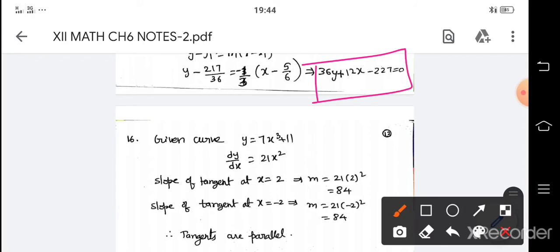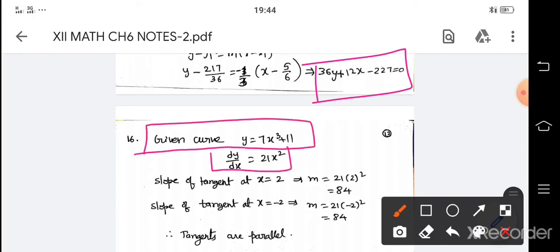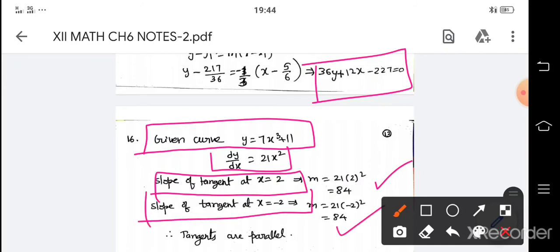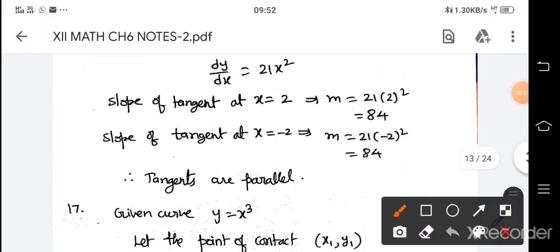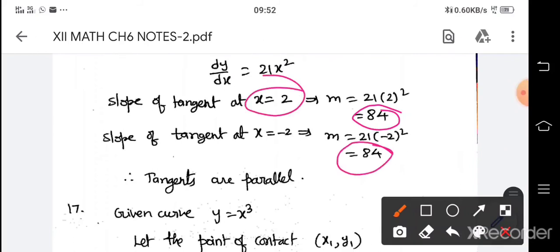This is the answer. Given the curve y = 7x³ + 11, dy/dx is 21x². The slope of the tangent at x = 2 will be 84. The slope of the tangent at x = -2 is also 84, because it is x², right? 2² is 4, and (-2)² is also 4. From that you can say that these two lines are parallel, so it is 84, and this is also 84. So if I take x = 2, you get 84. If I take x = -2, you get 84. So the tangents are parallel. Okay, hope you understand it.